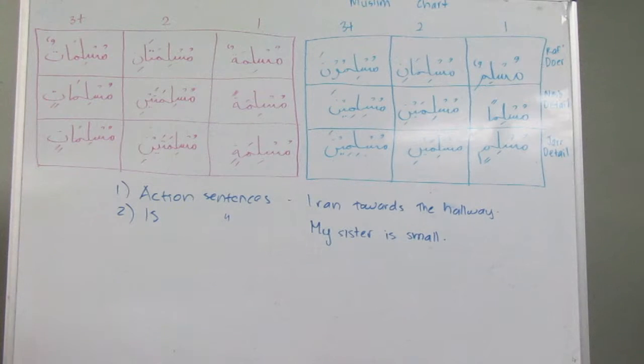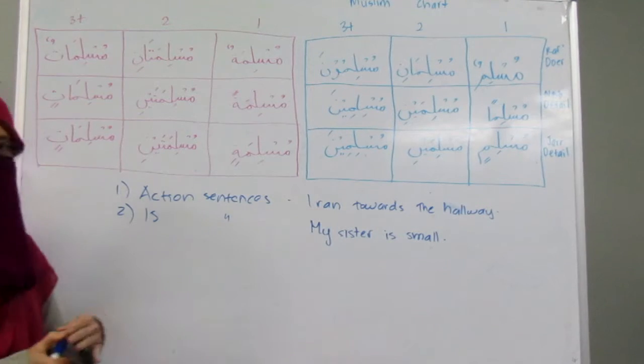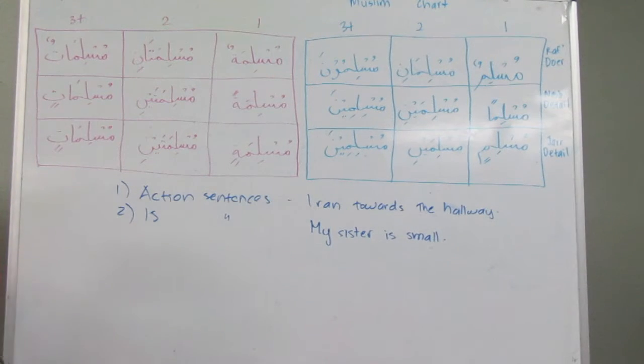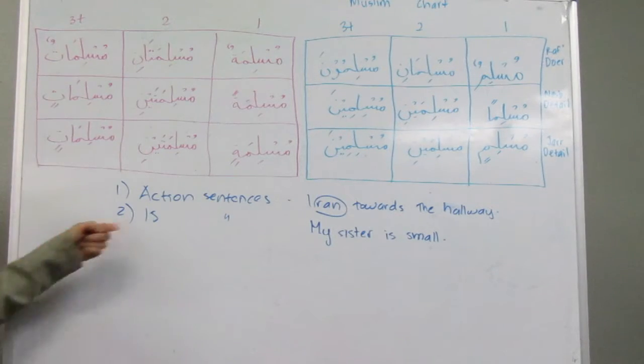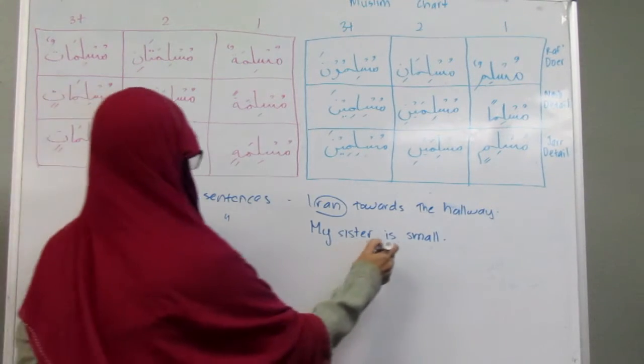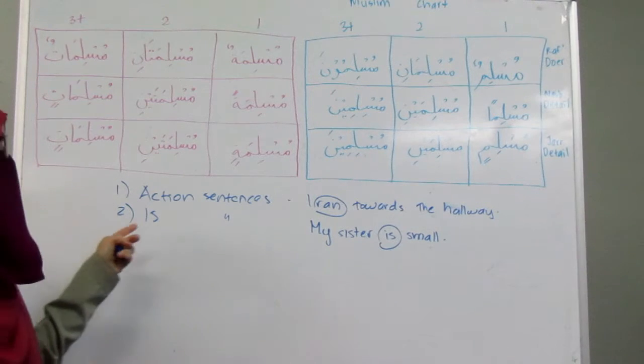Sorry. Okay. So two types of sentences, right? You have the action sentence. What's the action in the action sentence? I ran. Ran. Right. So this is the action. How about the is? My sister is small. Is. That is the is in that sentence, right? Is Bilal here too? No, he's at a different class. Okay, so we were just reviewing the two types of sentences, action sentences and is sentences.